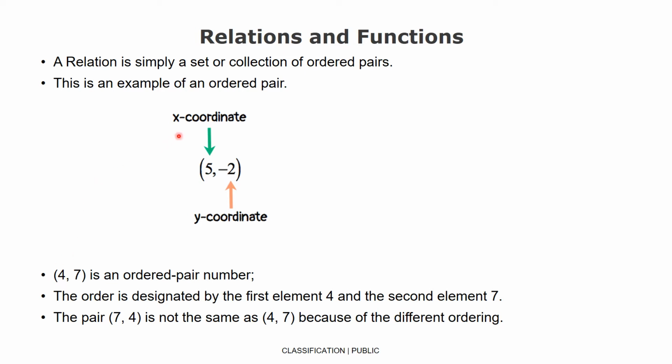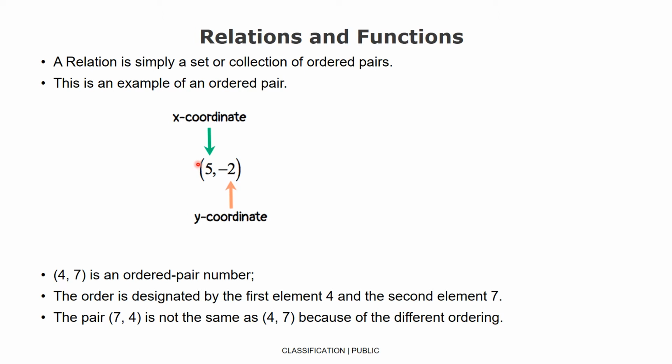Okay, good morning students. Today we are going to see the 10th chapter first one, relations and functions. First, what is a relation? A relation means simply a set or collection of ordered pairs. So what do we mean by ordered pairs? Here you see (5, -2). In a graph, what did you tell that? 5 is the x coordinate and -2 is the y coordinate. These are called ordered pairs.